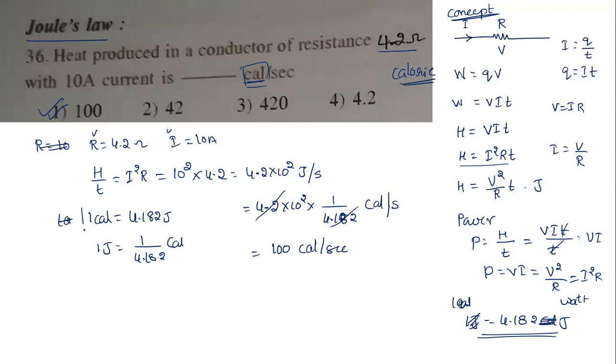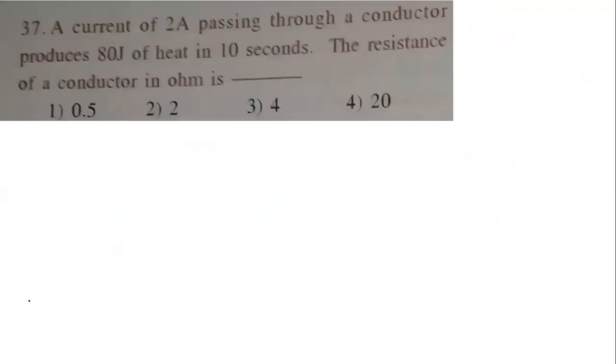Remember this concept here also: 1 calorie equals 4.182 joule, or 1 kilocalorie equals, usually, 4182 joule. Next, let us move on to the next question.